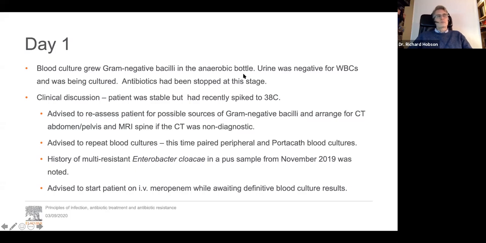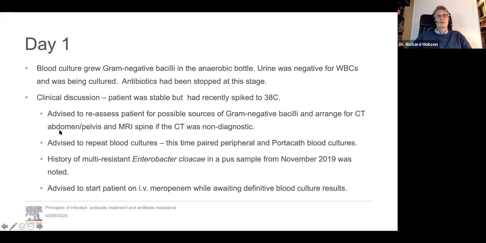The next day, the patient's blood culture grew gram-negative bacilli in one bottle, anaerobic bottle. Her urine was negative for white cells and was being cultured, and her antibiotics had been stopped. I was peripherally involved in the case at that stage. Her antibiotics had been stopped. It was never completely clear why. I think it was because she seemed to be quite well. However, she had recently spiked her temperature now up to 38 degrees.